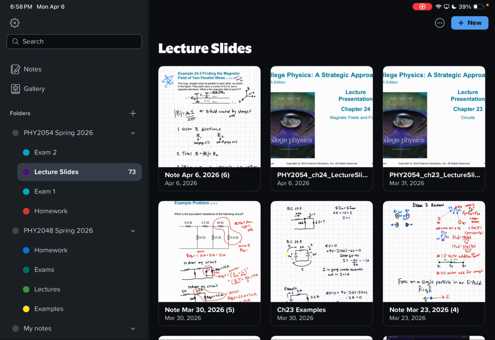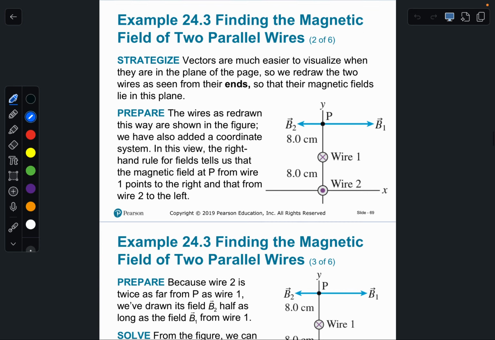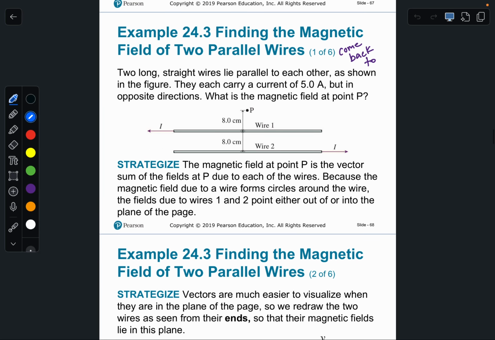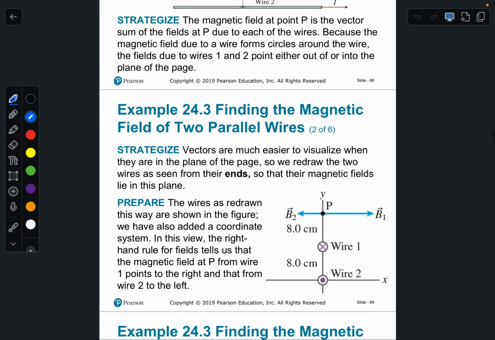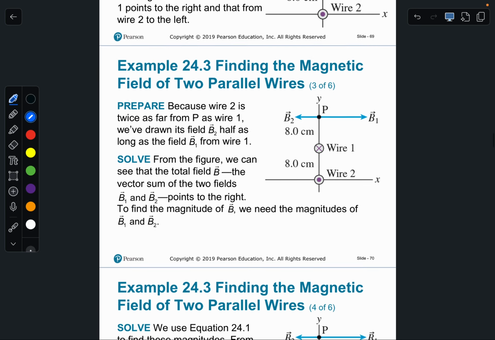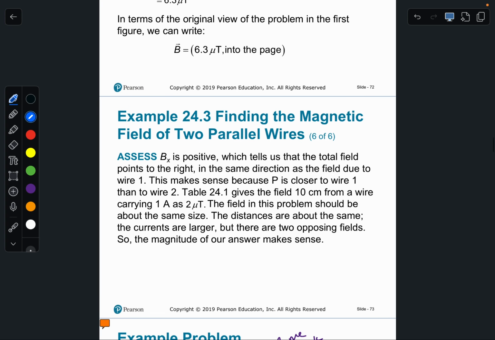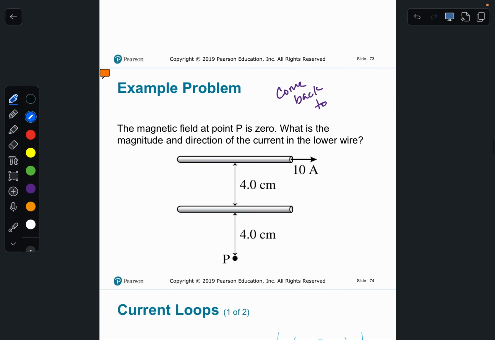Okay, let me go back. So I drew it a different way. If you look at the way that they draw it, they turn this picture by 90 degrees so that the wires are coming straight out at you and the B fields are left and right. This is just a different perspective from what I drew, but it's the same picture. However you visualize it, either way works. There's another example. I'll let you do it, but you can see the setup is very similar. So this one will be a do at home.